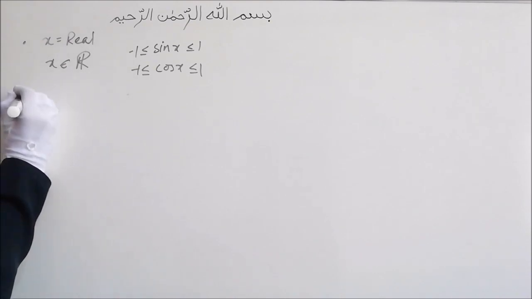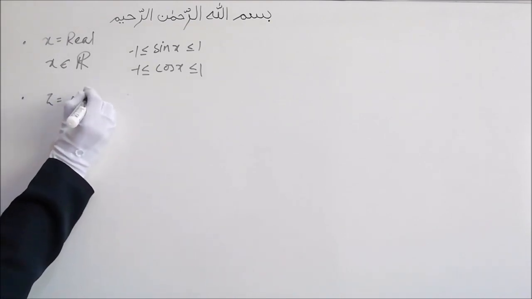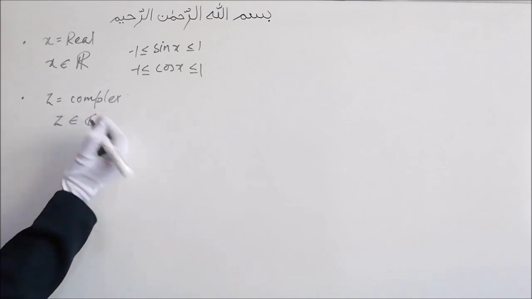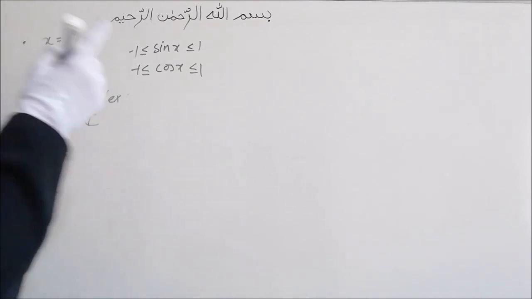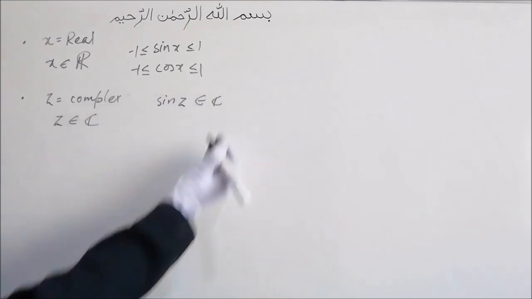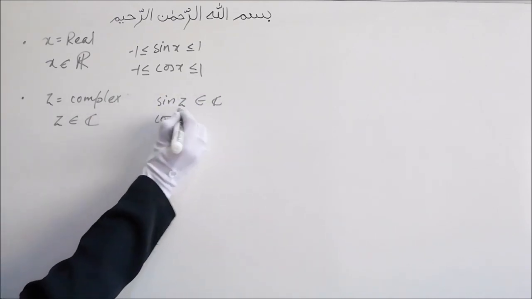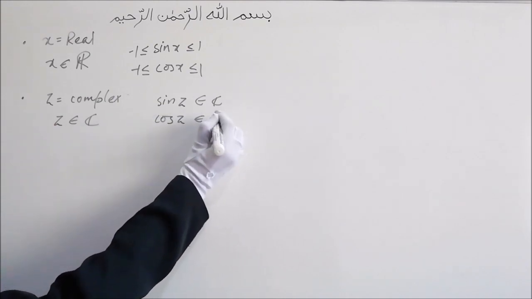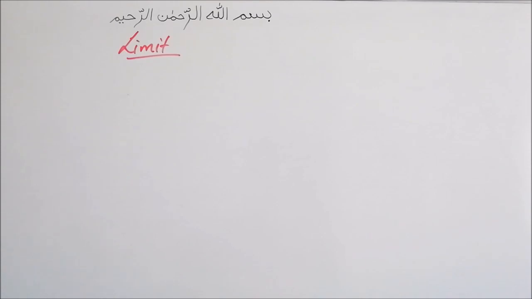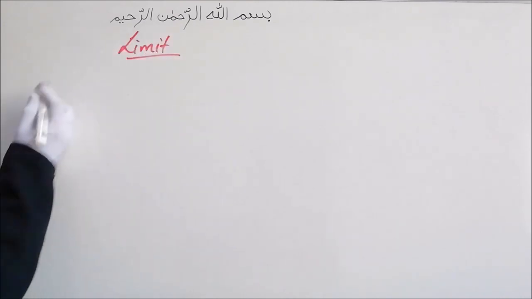But if we have z, which is a complex number, or we can say that z belongs to the set of complex numbers, then the range of sin z belongs to the set of complex numbers and the range of cos z also belongs to the set of complex numbers. Now we will look into the limit, continuity and differentiability of complex functions. So we'll begin with limit.